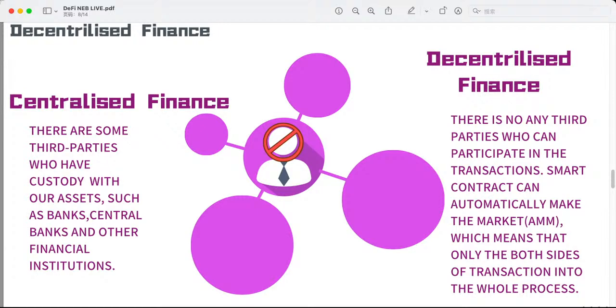So we have compared traditional finance and DeFi. You guys may already know something about the differences between both.